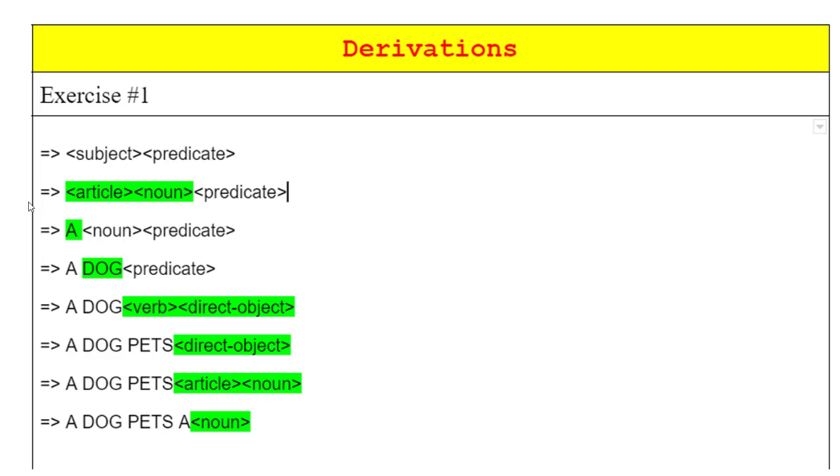So A is done. Now I have noun and predicate. Noun, I can go ahead and match to dog from what I wanted. And now I'm left with predicate. And you'll notice I'm going from left to right to try to have it match. So you'll see it reduced down to exactly what we want in our target syntax, starting from left and going to the right.